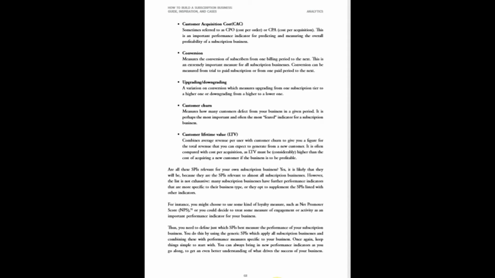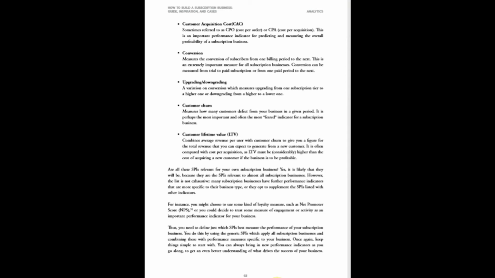And the customer acquisition cost, sometimes referred to as CPO, cost per order, or CPA, cost per acquisition. This is an important performance indicator for predicting and measuring the overall profitability of a subscription business. Okay. Conversion measures the conversion of subscribers from one billing period to the next. This is an extremely important measure for all subscription businesses. Conversion can be measured from a trial to paid subscription, or from one paid period to the next.